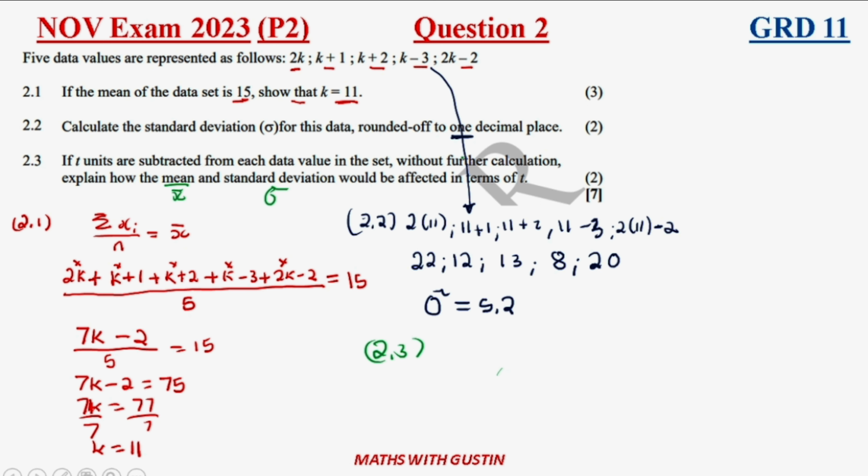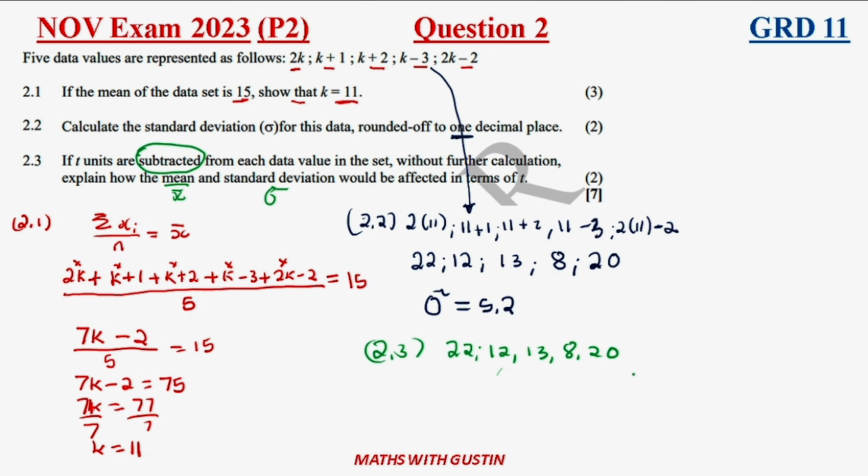All right, very good question and a very interesting question indeed. So what you have to do here, you must say, here is our data set: 22, 12, 13, 8, and 20. What you can do in this case is check. You have to go to your calculator. Remember, you input your data there. You must check what happens when you subtract, because they said subtract from each data value, so it means you are removing something.